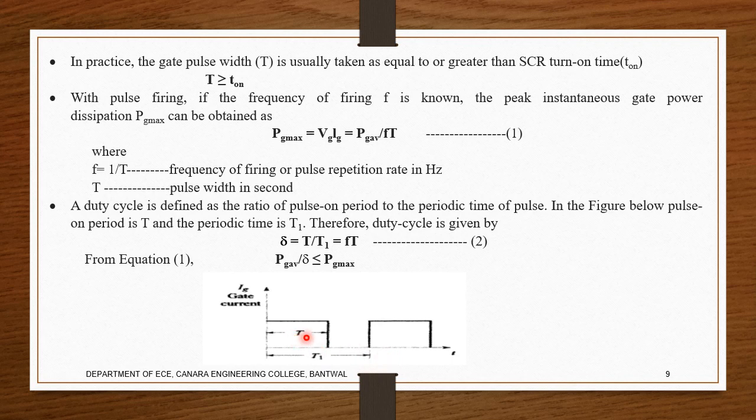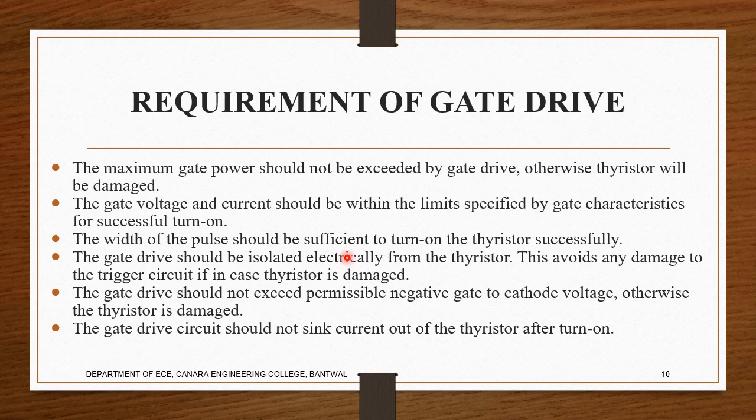So from equation 1 we can say that Pgav divided by delta is less than or equal to Pg max. So the average power and the duty cycle are always related such that the power stays less than or equal to Pg max. This is how you need to consider it.